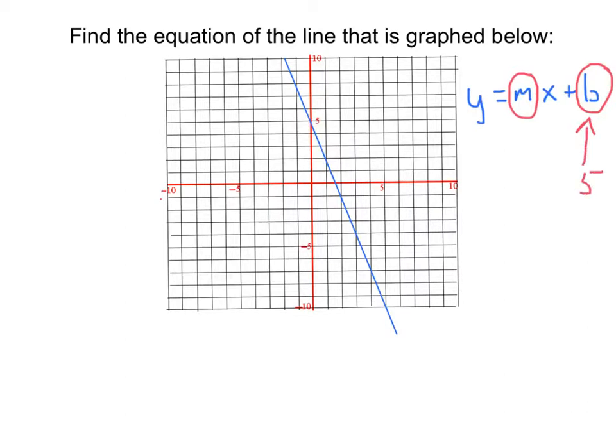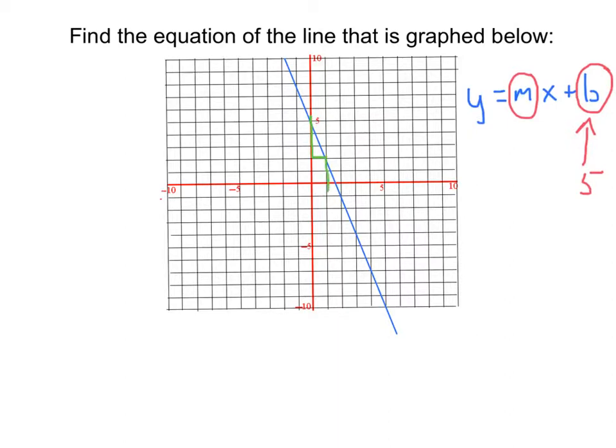Now we have to determine the slope. So now this is a little trickier, but still not too bad. Starting from that point 5 on the y-axis, we have to try to figure out how far down and over do we go until we come to another point on the line. Now if we look at this carefully, it looks like if we start at that 5 and we go down 3 and over 1, it brings us to another point on that line.